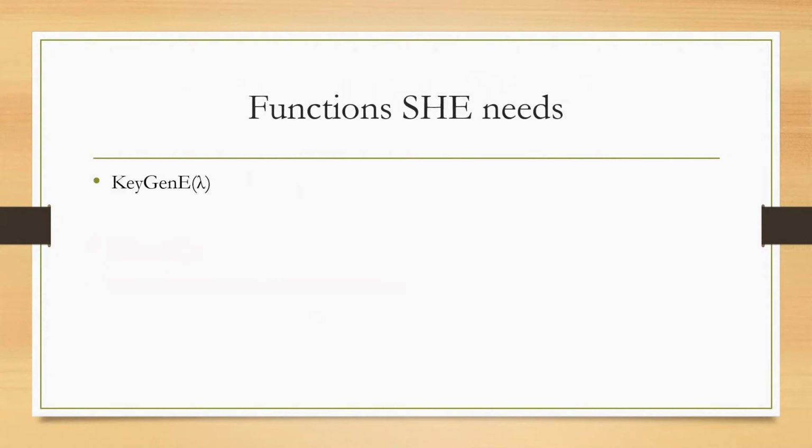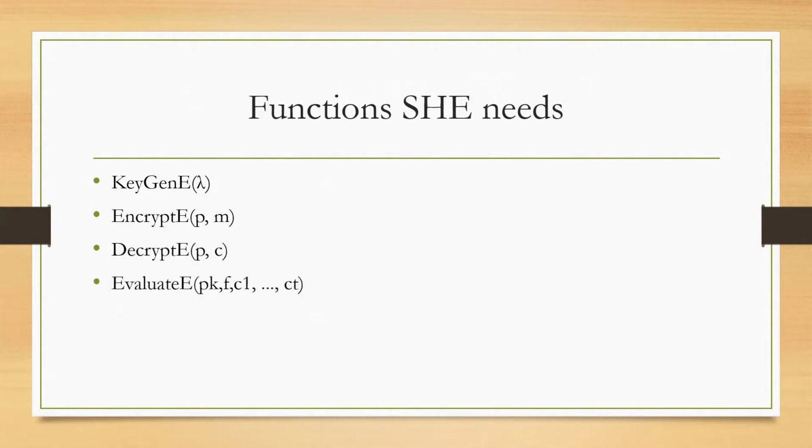The backbone of a semi-homomorphic encryption scheme is a function that the user can use to generate private and public keys, a function for the user to encrypt data, a function for the user to decrypt data, and a function for the cloud computer that takes the user's public key, the encrypted function that it should perform that's been converted to a circuit, and some number of ciphertexts.